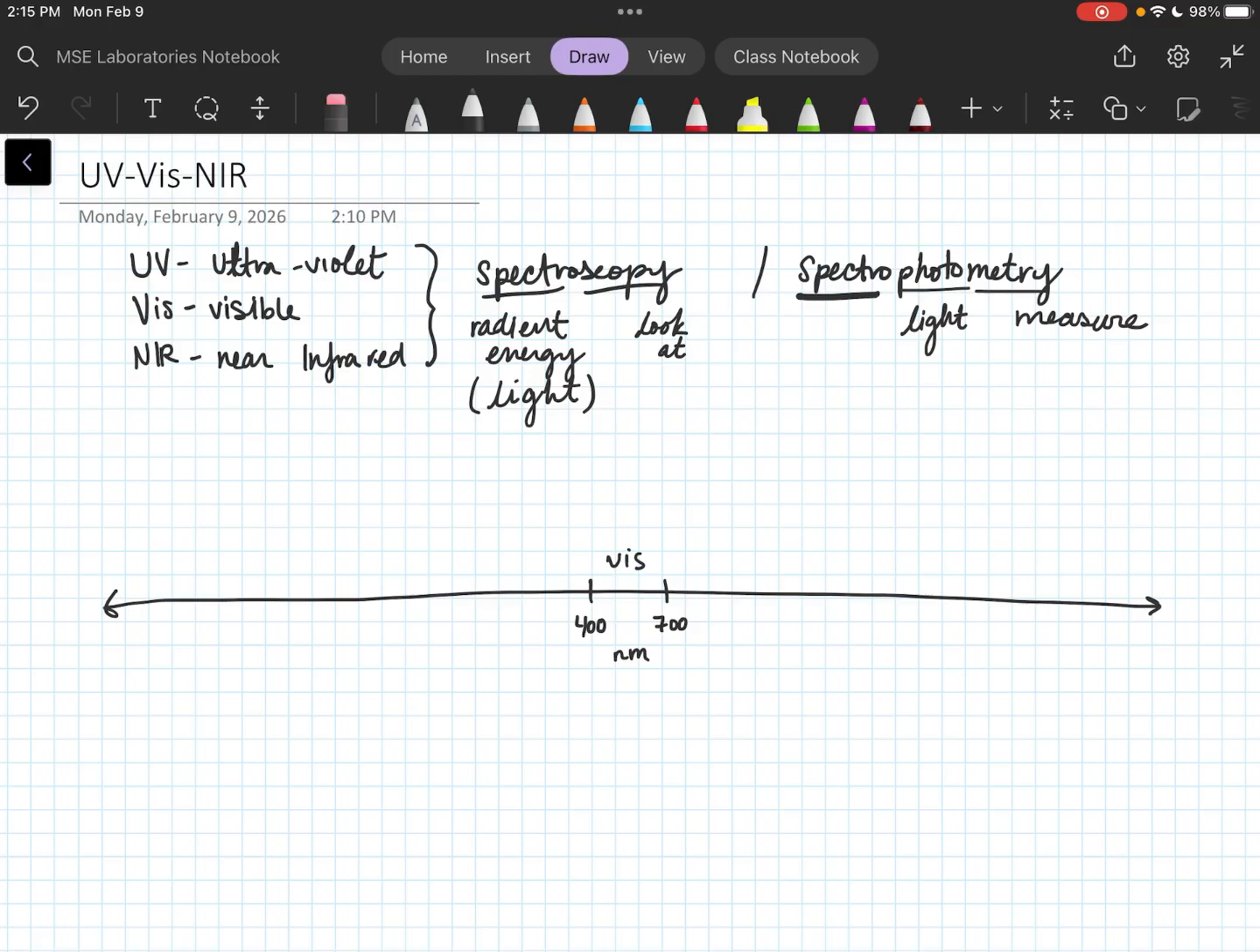Other things on here, visible and ultraviolet and near infrared light. Do you know where those land on the spectrum? Ultraviolet is a smaller wavelength, so it is going to be down here. The reason that it's the smaller end, even though it seems like ultra would be larger, is because in that case we are talking about frequency, not wavelength.